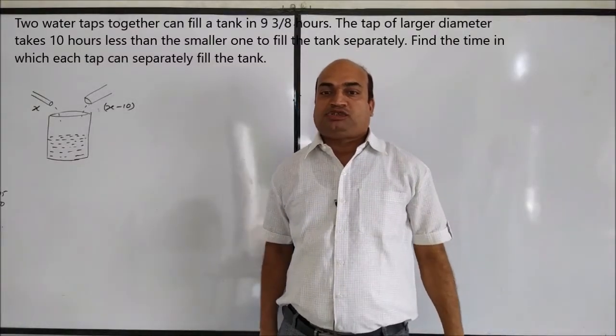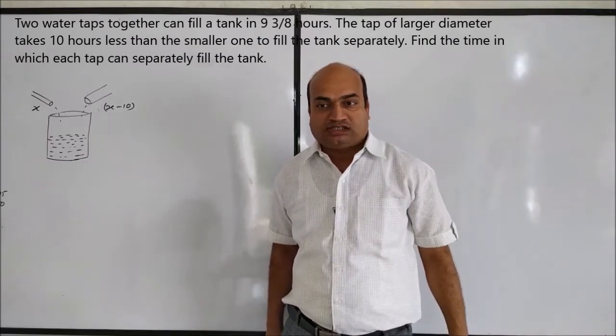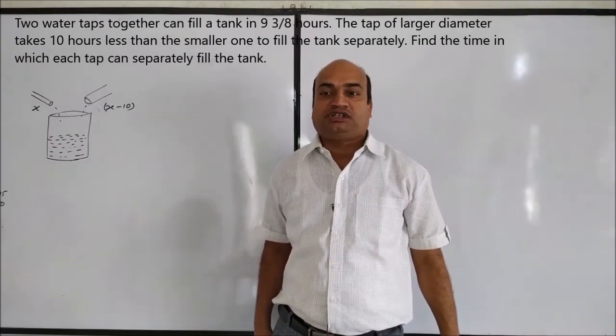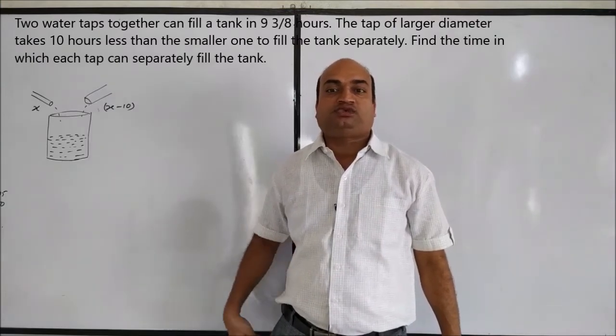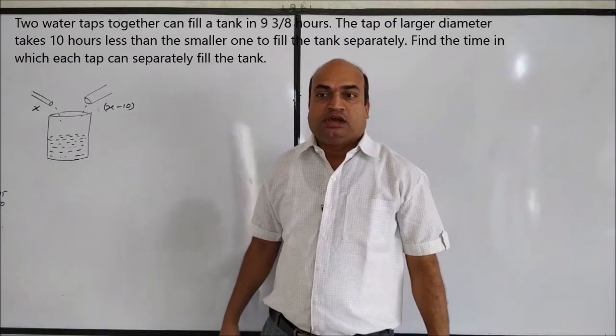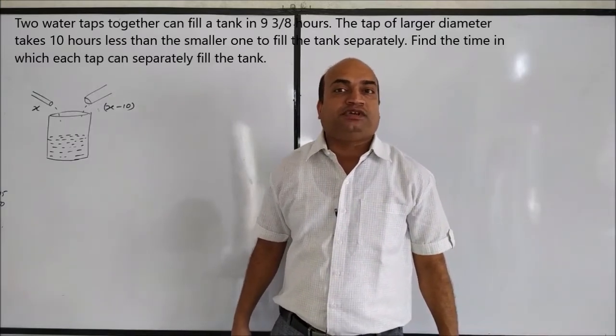Two water taps together can fill a tank in 9 and 3 by 8 hours. The tap of larger diameter takes 10 hours less than the smaller one to fill the tank separately. Find the time in which each tap can separately fill the tank.